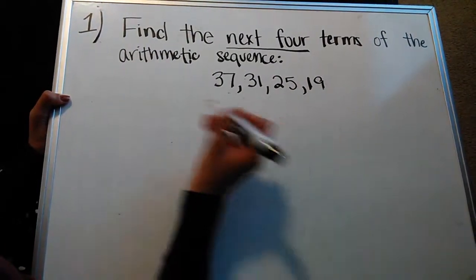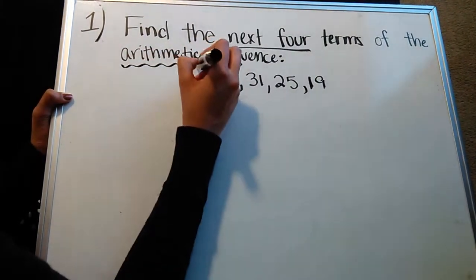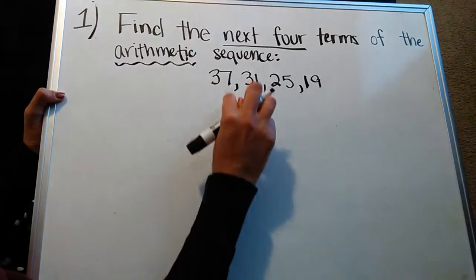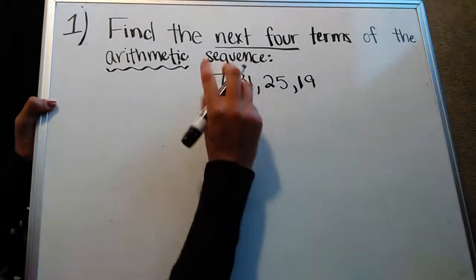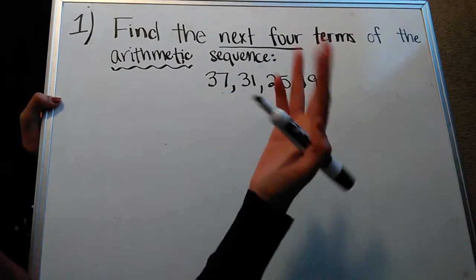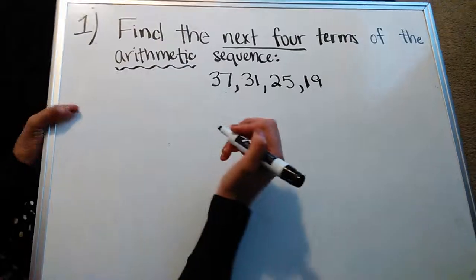Another thing to watch out for is that it says arithmetic sequence. That means that whatever we find as our d or our common ratio, it will be d. That means we will be subtracting or adding it instead of multiplying or dividing like we do in geometric sequences.